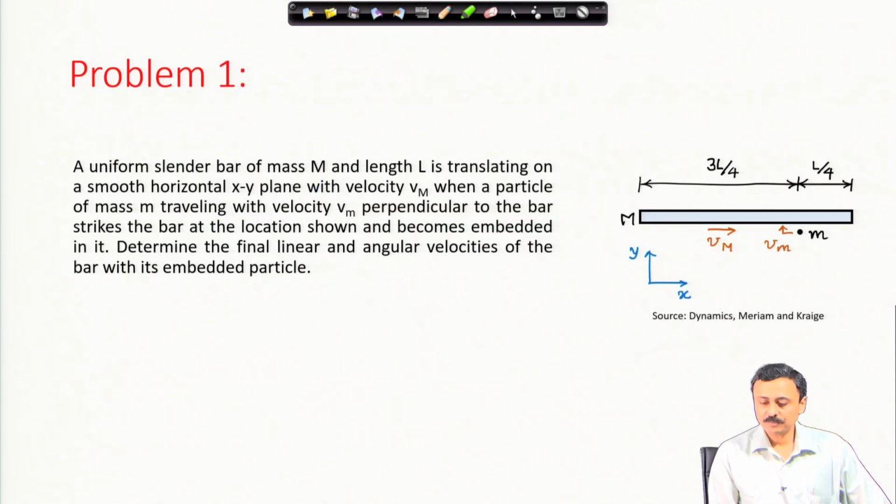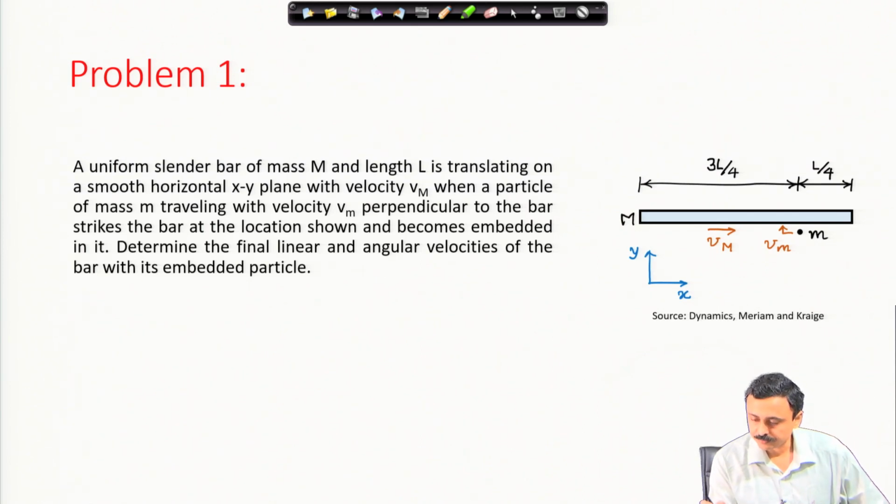We are going to look at some problems. This is again sourced from the book of Meriam and Kraige, Dynamics. This says a uniform slender bar of mass capital M and length L is translating on a smooth horizontal x-y plane with velocity v sub capital M, when a particle of mass lowercase m travelling with velocity v sub m perpendicular to the bar strikes the bar at the location shown and becomes embedded in it. Determine the final linear and angular velocities of the bar with its embedded particle.